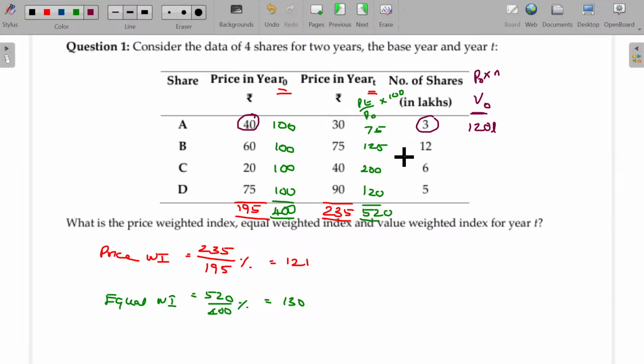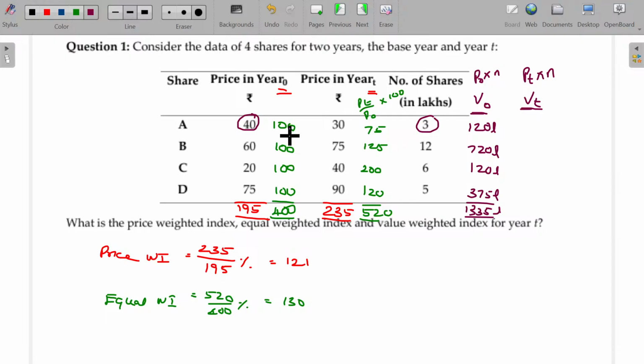And 60 into 12, 720 lakhs. And 20 into 6, 120 lakhs. And it becomes 75 into 5, 375 lakhs. What is the overall company's entire value in the market? You add up all the three. 1335 lakhs.